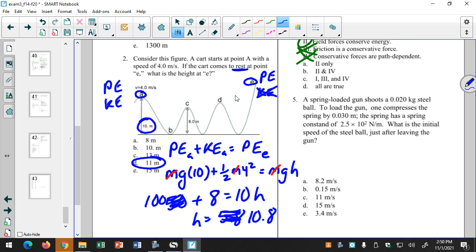You're certainly going to have a conservation of energy problem on your quiz and on your exam number 3. It'll be part of the free response.